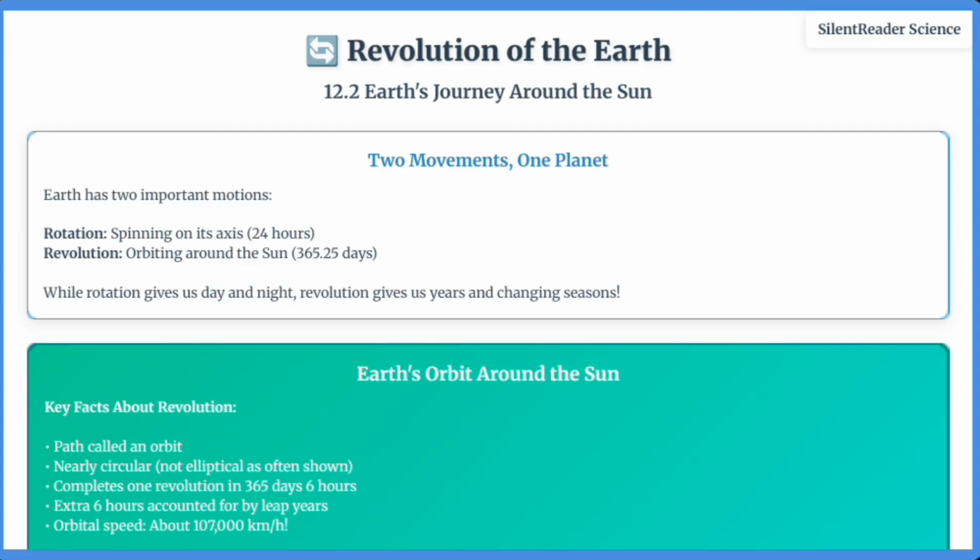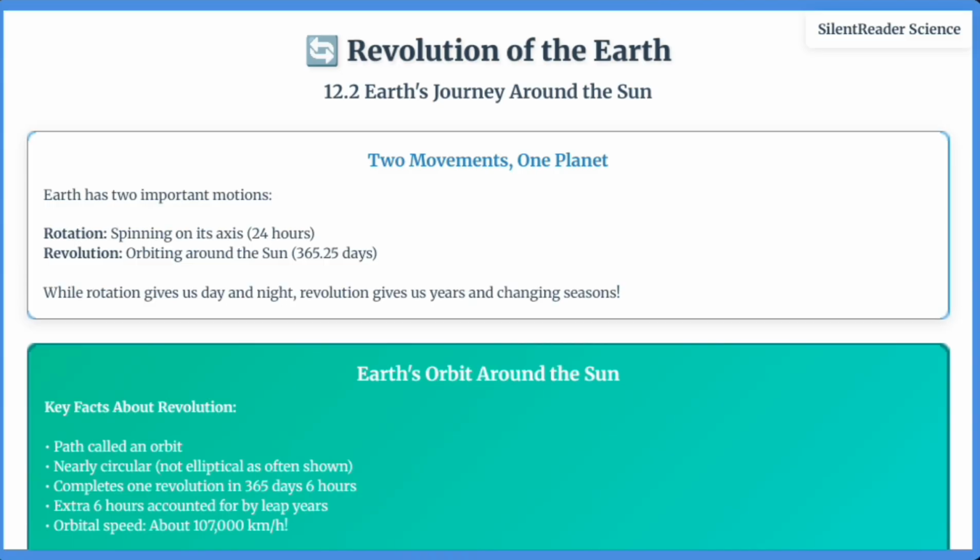Earth has not one but two important motions, rotation and revolution. While rotation is spinning on its axis, revolution is orbiting around the sun. Earth completes one revolution around the sun in 365 days and 6 hours, which is why we have leap years every 4 years to account for the extra time.